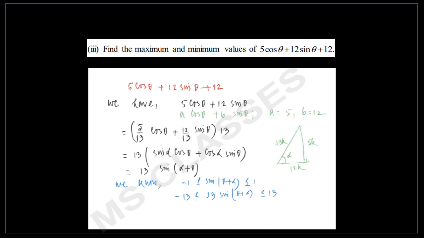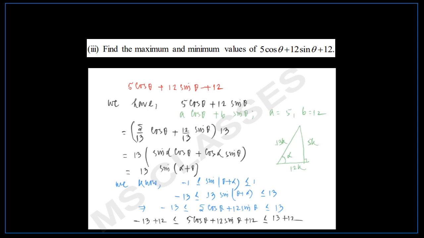Now what is our requirement? See, actually what we have got is minus 13 less than or equal to 13 sine of theta plus alpha. This one means 5 cos theta plus 12 sine theta, less than or equal to 13. But what is our requirement? Plus 12. So now we'll add 12: minus 13 plus 12 less than or equal to 5 cos theta plus 12 sine theta plus 12, less than or equal to 13 plus 12.